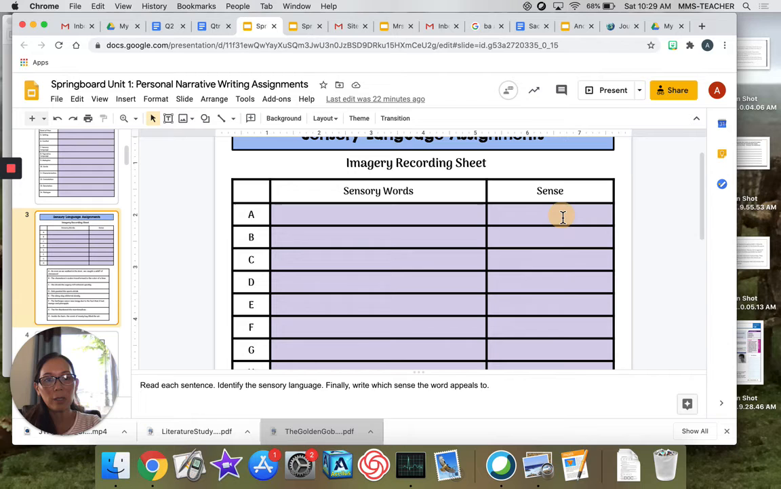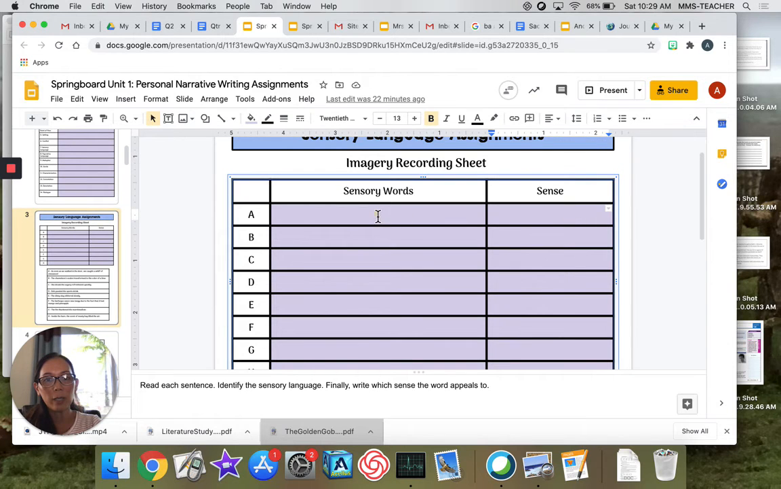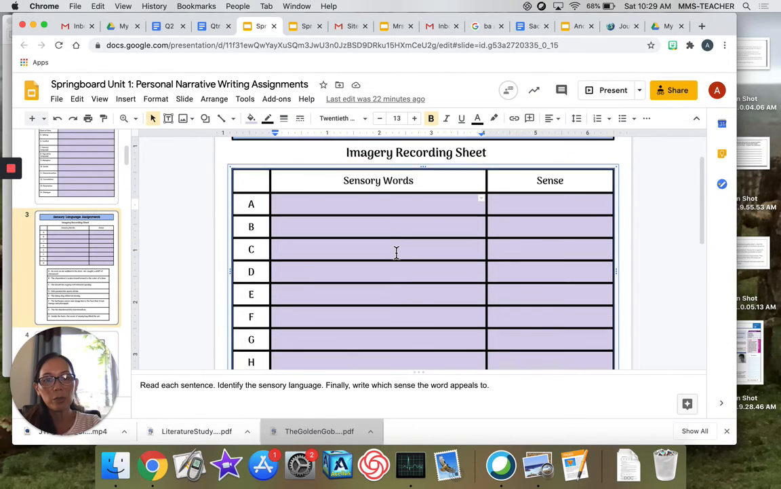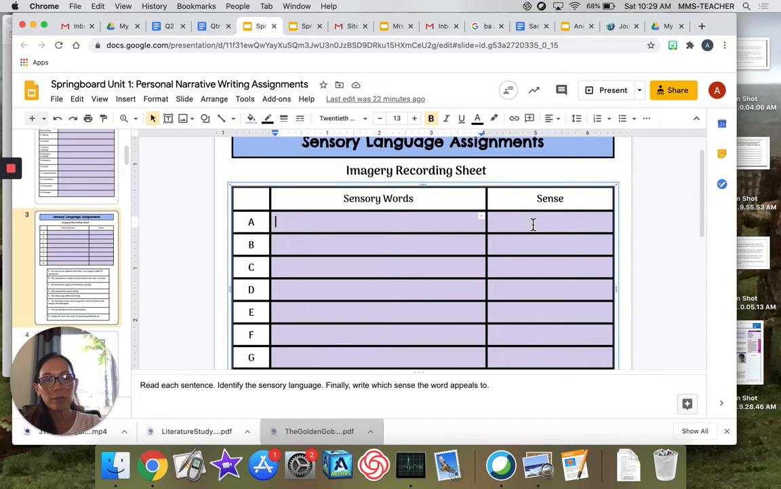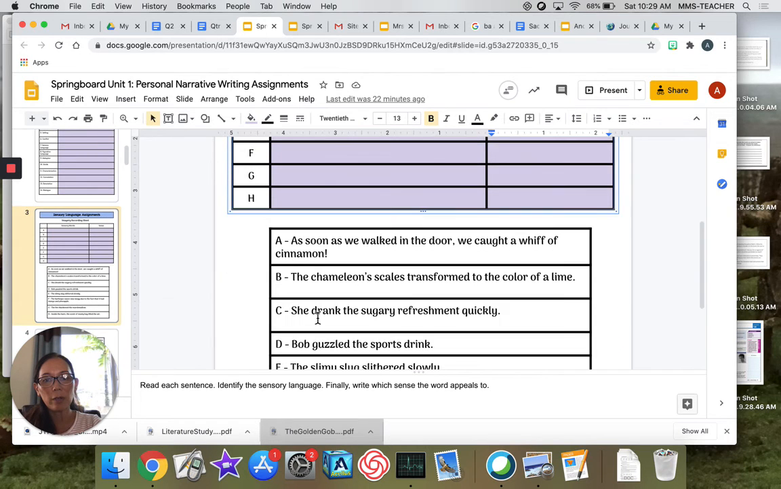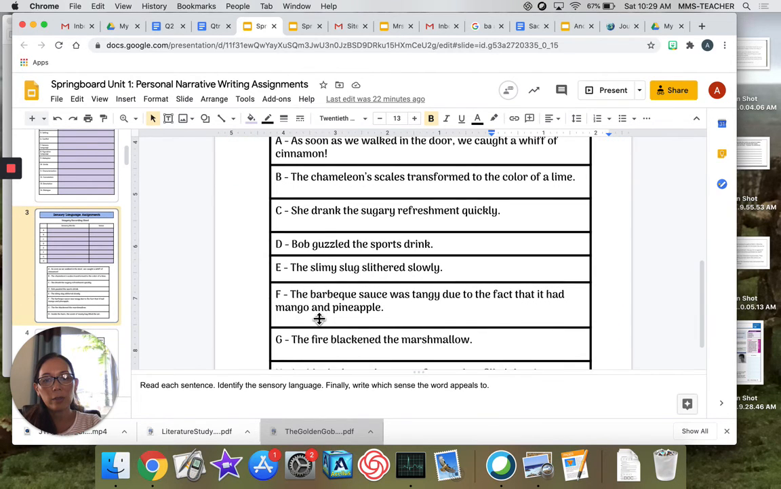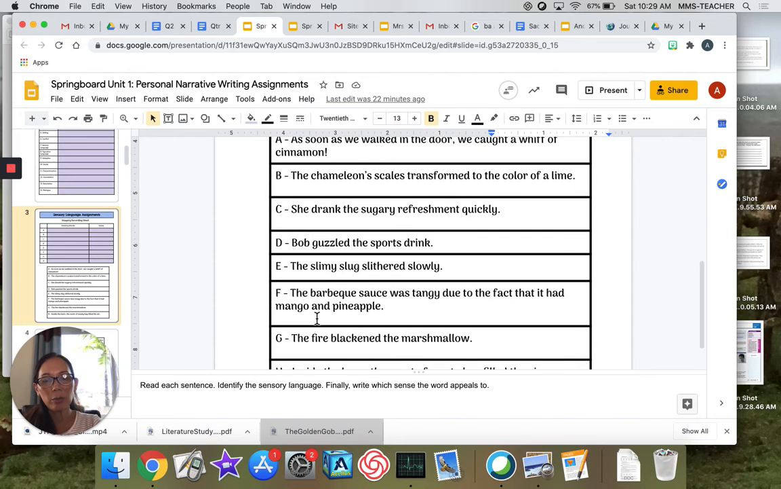And you're going to write it in this column right here. Okay, the sensory word that you can find in sentence A, and the sense that it appeals to in this column here. Okay, so you're going to do that for all of these examples here, A through H.